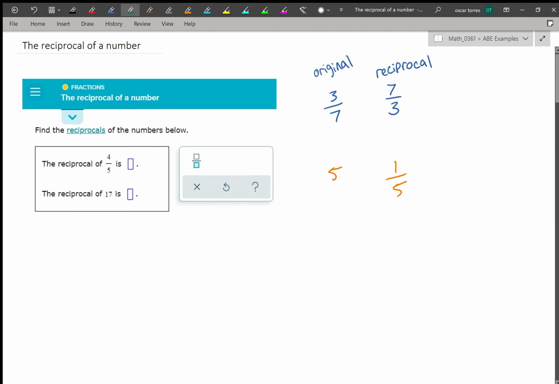So this problem wants me to find two reciprocals. It wants me to find the reciprocal of 4/5. This is already a fraction, so we literally just flip it around and we type in 5 over 4 as our answer. For the second half of the problem, they give us a whole number of 17. To find a reciprocal, it needs to be a fraction, so the first thing we do is rewrite that 17 as a fraction, 17 over 1. Now we need to find the reciprocal, and to find the reciprocal, we literally flip these numbers around and we end up with 1 over 17. So 1 over 17 ends up being my answer to that second half of the problem.